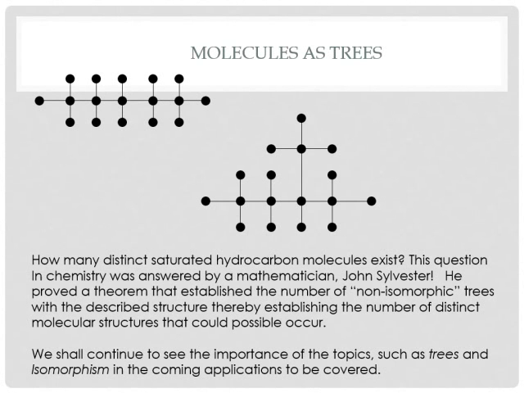So you know how many carbon atoms you want. How many different molecules are possible? Or how many different saturated hydrocarbons could occur in nature? This was unknown until it was answered by John Sylvester. And he wrote a paper where he counted the number of trees that have vertices of degree 4 and degree 1 that satisfy the formula.